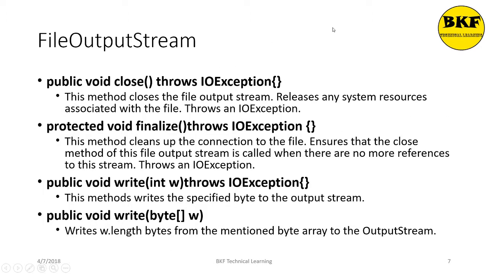Now the methods of file output stream. Close method closes the file output stream, releases any system resources associated with the file. It throws an IOException. Then we have finalize method which cleans up the connection to the file and ensures that the close method of this file output stream is called when there are no more references to the stream. It also throws an IOException. Then we have write method which takes an integer parameter. It writes the specified byte to the output stream. Then we have a write method which takes a byte array as a parameter. It writes w.length bytes from the mentioned byte array to the output stream.